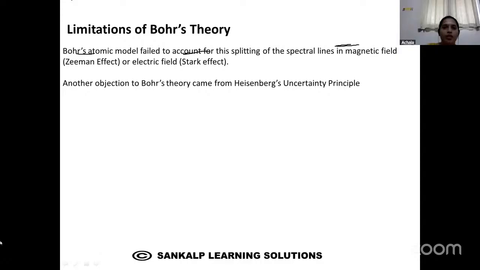Then, what are the limitations of Bohr's theory? So, the first limitation is Bohr's atomic model failed to account for splitting of spectral lines in magnetic field.